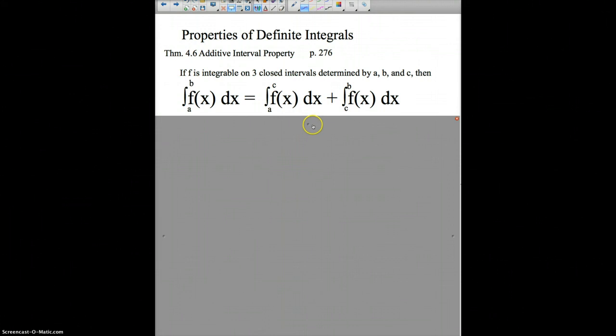Properties of definite integrals. We kind of talked about that a second ago. If you want to find the area of two different portions of a graph, you can add up the pieces. So if you want to find the area of the whole region from A to B, you can find the area from A to C, and then from C to B, and add those two pieces together, and that will be the area of the whole region.